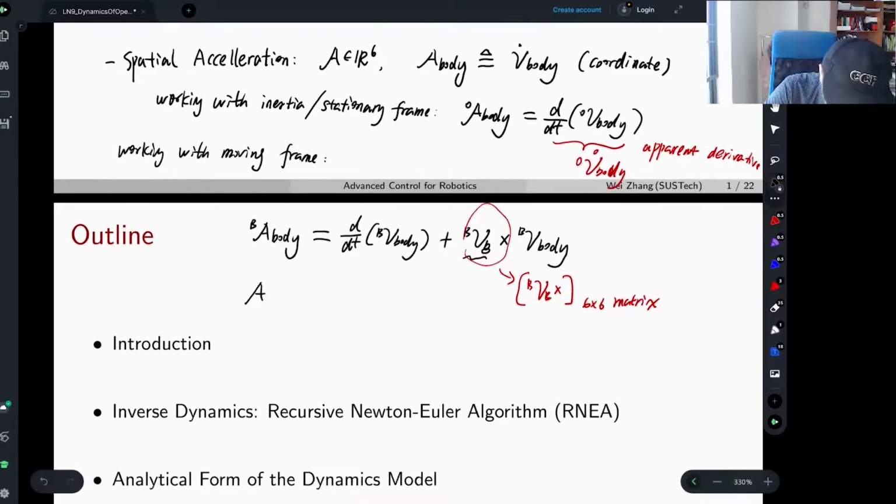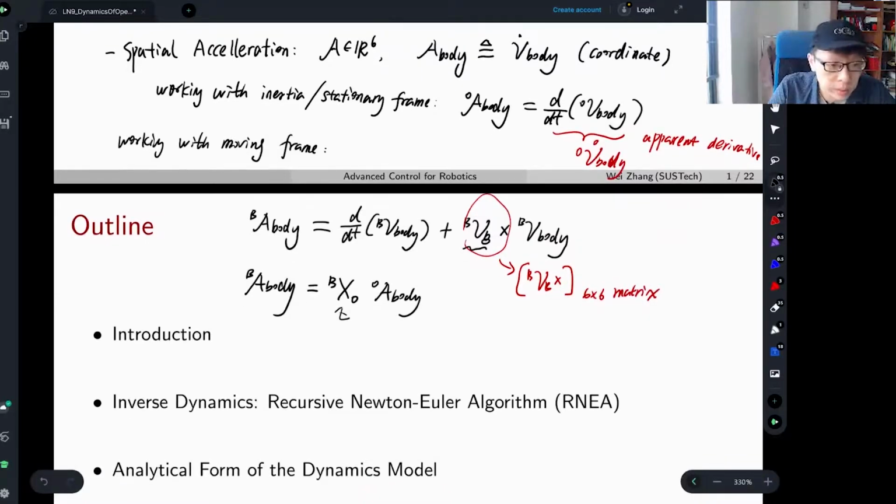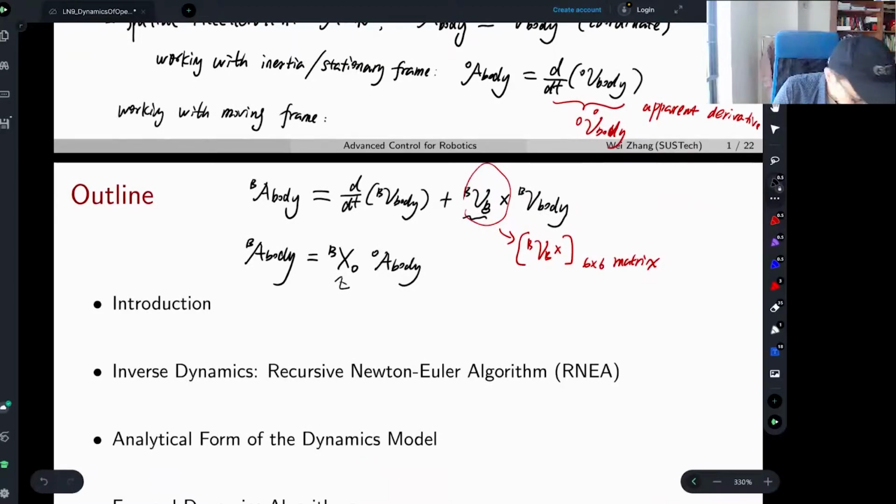We also know the change of coordinates. The change of coordinates for acceleration is the same as the change of coordinates for velocity twist. So if I want to go to O from B, I can use the acceleration of the body in B, and changing coordinates is nothing but the adjoint operator for the frame pose. It is the same change of coordinates for acceleration.